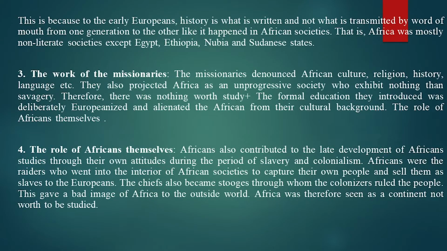Because of this, and the kind of perception the missionaries had about Africans, they wrote a lot of things about us which gave us a bad image. They said our religion was primitive, so our culture too was primitive. They said we were savages, we were barbaric. All of these notions gave Africans a very bad perception or a very bad image about themselves to the outside world or to the Europeans.